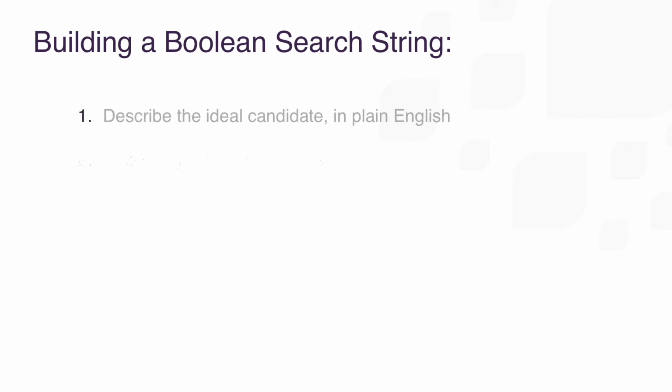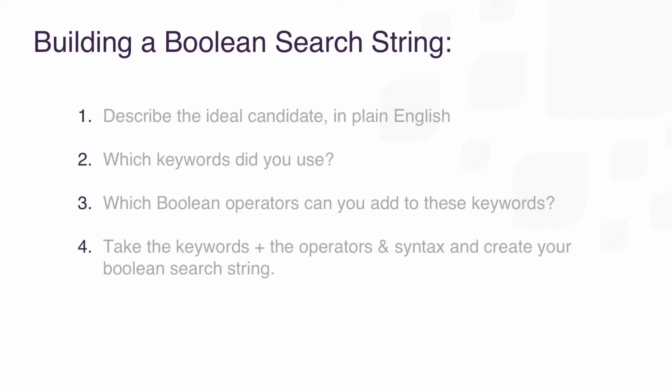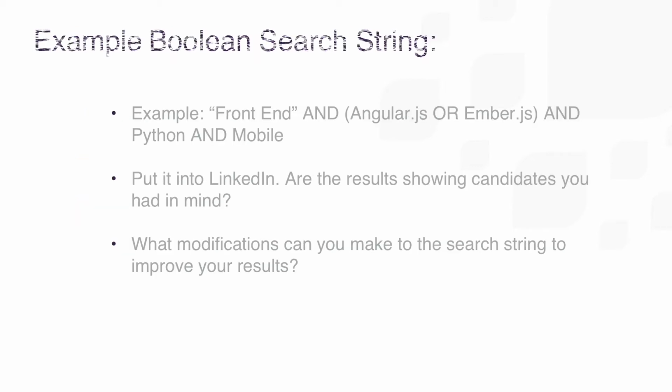So when we are building our Boolean search string, what do we need to do? First, describe the ideal candidate in plain English. Which keywords did you include? Which Boolean operators could you use? Then, take these keywords and create a search string. Let's say we're looking for a front-end engineer with experience with either AngularJS or Ember.js, who has experience with Node.js, and who also codes in Python and ideally has experience with mobile technology. What could this string look like? In this case, I would create "front-end" in quotation marks and then parentheses (AngularJS or Ember.js) and Python and mobile.